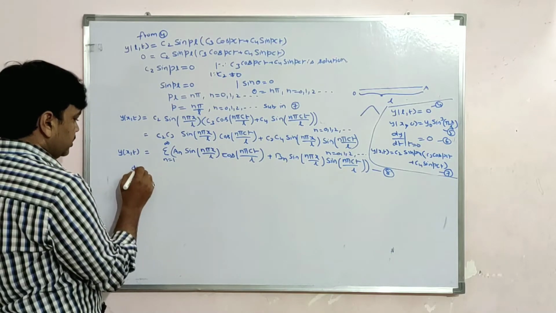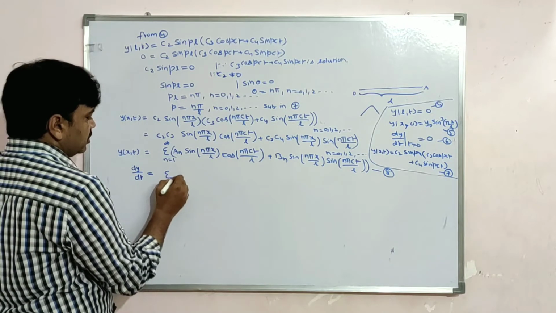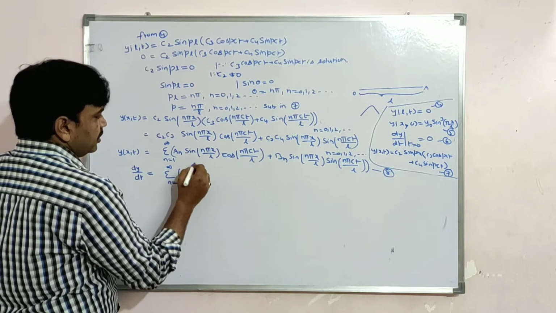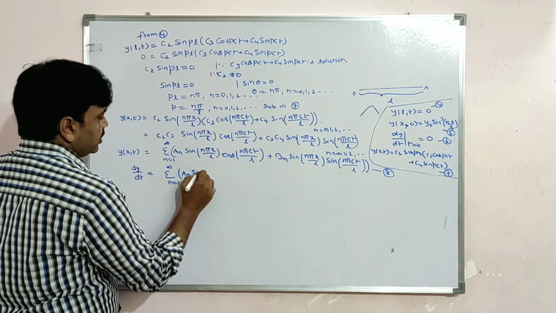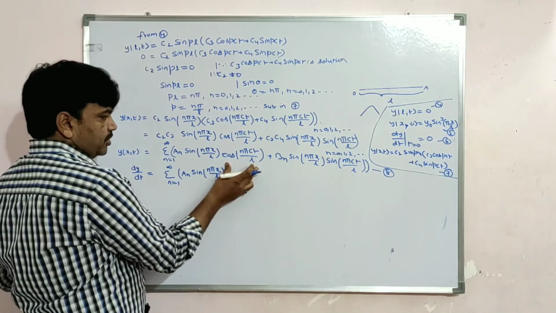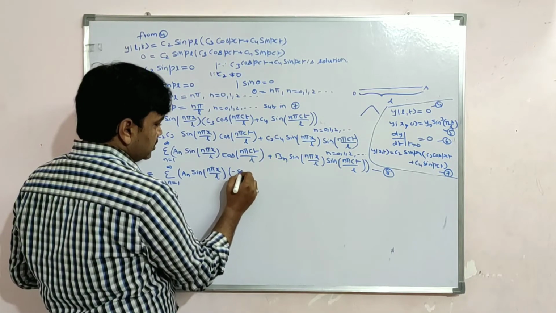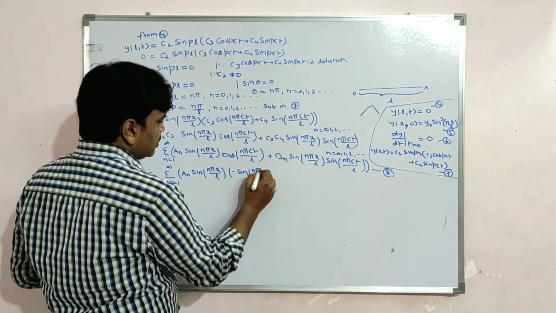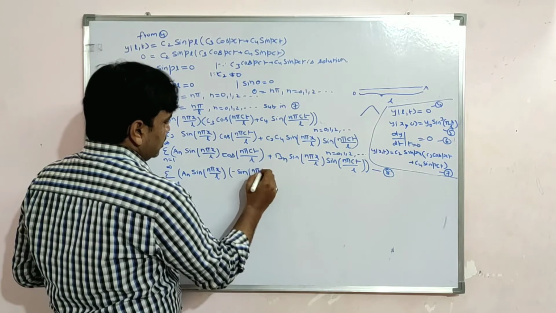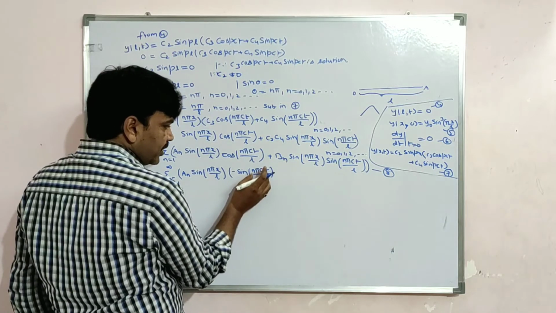So dy/dt is equal to the sum from n = 1 to infinity of an sin(n pi x by L) into cos(n pi ct by L). So derivative of this, because we have t here, students. The derivative of cos is minus sin(n pi ct by L) into, again, the derivative of n pi ct by L.